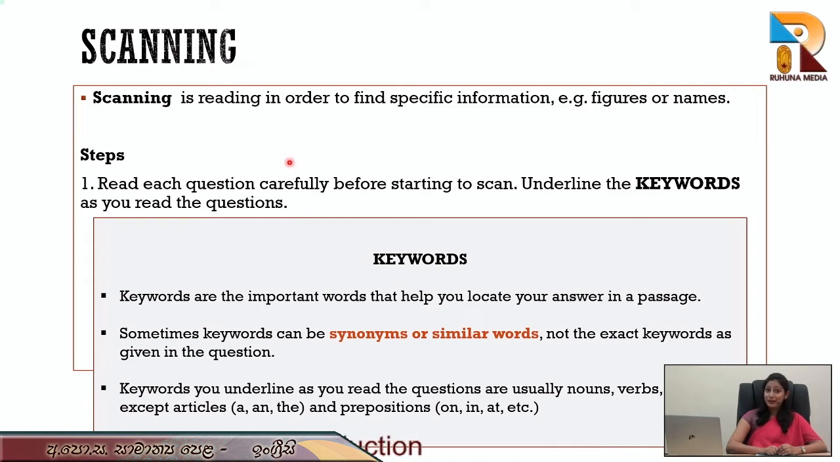Alright, so now let's see the steps to use this technique. We'll assume that you have a reading passage and a set of questions to answer. You don't read the reading passage first, but you are going to read the questions, and as you are reading the questions, you are going to underline the keywords in the question. Now you might be wondering what these keywords are. Keywords are the most important words in a question. They will help you scan the text and find the correct answer.